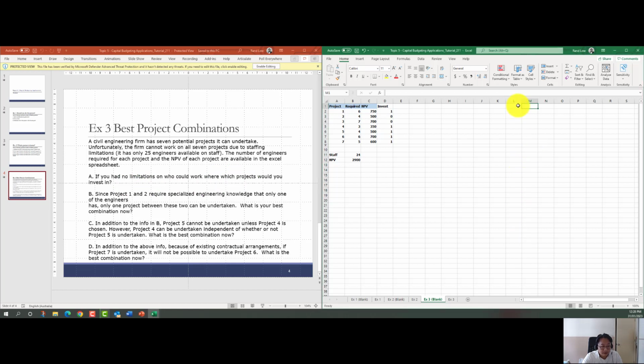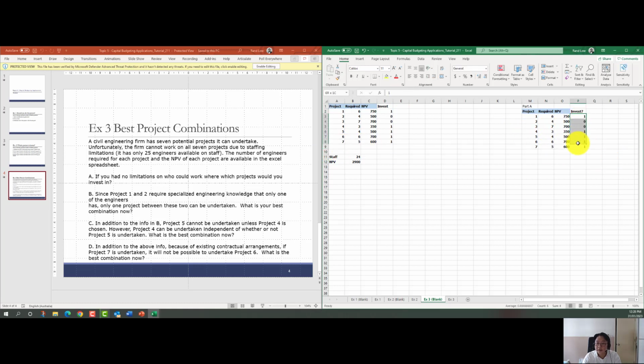So let's look at part A. We have project 1, 2, 3, 4, 5, 6, 7, and we just cut and paste this whole thing. This makes it easier that way. Let's just grab the whole lot, put it here, and off we go. So this is invest, and let's make that a nice pretty yellow or orange.